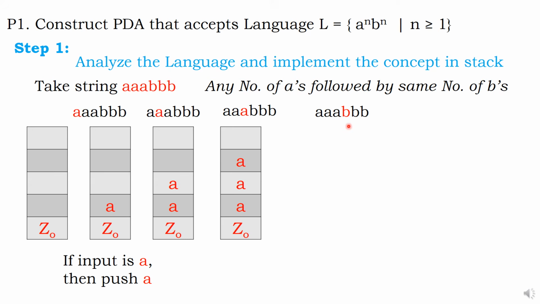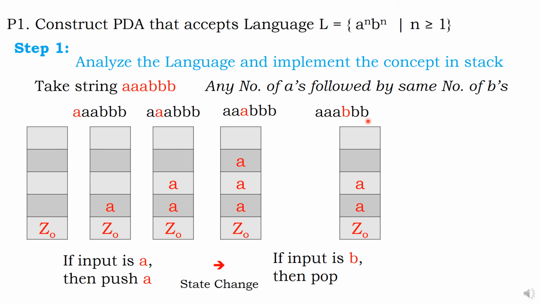Now, B is coming. Then, how to take the B? If all A's are over, B should be over. Now, how many A's here? 3. How many B's will come? 3. This is the example. Now, what I am going to do: from here to here you change the state, because A is going to become B. If input is B, just pop, and make sure that Z0 is not popped. If Z0 is coming, which means A is over, B should also be over.